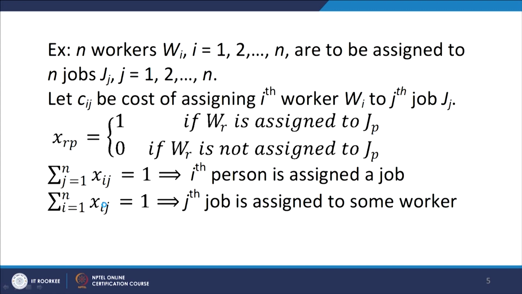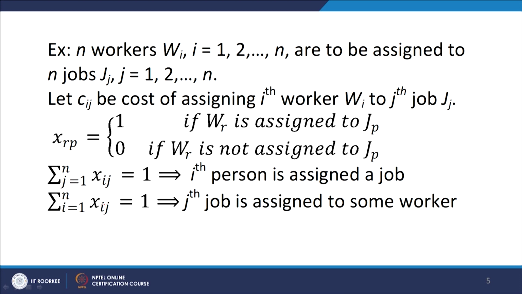Now, let us consider the following example. Let us suppose that there are n workers W1, W2, Wn, and these workers are supposed to be assigned to n jobs J1, J2, Jn, and let us suppose that Cij, which are real numbers, is the cost of assigning the ith worker Wi to the jth job Jj. Now, since our Xij's are the decision parameters, we can define Xrp as 1 if Wr is assigned to Jp, and 0 if Wr is not assigned to Jp. So, it becomes a 0-1 programming problem, that is, the decision parameters take only two values, either 0 or 1.